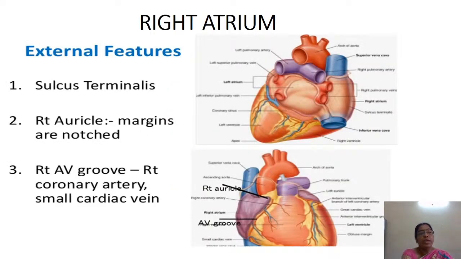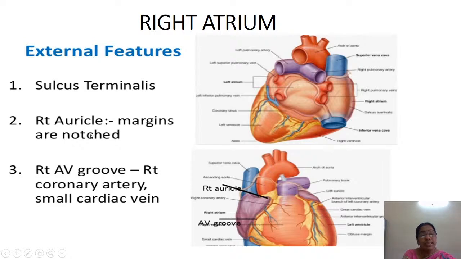After this, what are the external features? When you are seeing this chamber externally, this is the right atrium. Externally, we have said there is a small ear-like elongation of the right atrium. This is called the right auricle, because it is ear-like, so it is called an auricle. When you see that auricle, it is not smooth, it has notches, which prevent the free flow of the blood. The blood doesn't flow very freely because of these notches present on the auricle.